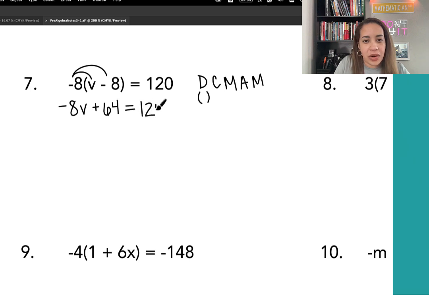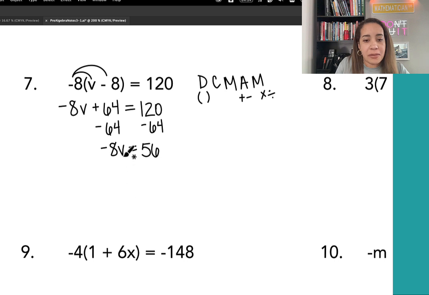So now I just copy down the rest of the problem, and now that I have distributed, I see that it looks like a two-step equation back from Math Foundations. So we know to undo addition and subtraction before we undo multiplication and division. So I should cancel out this addition first by subtracting 64 from both sides. Now I've got negative 8v by itself on the left side, and on the right side, 120 minus 64 gives us 56.